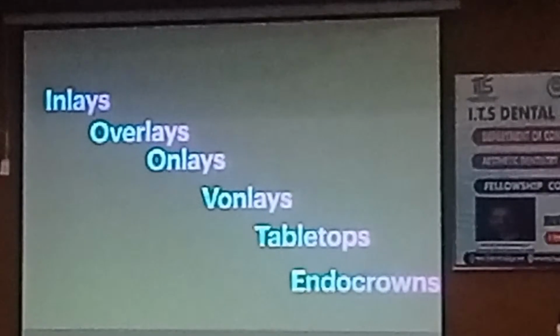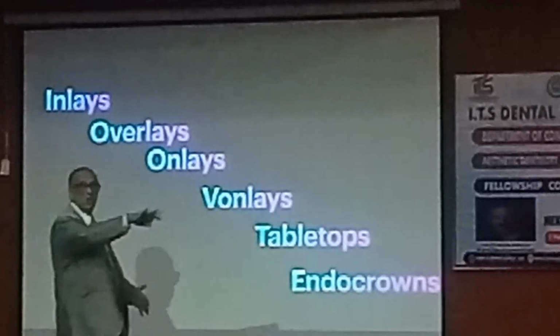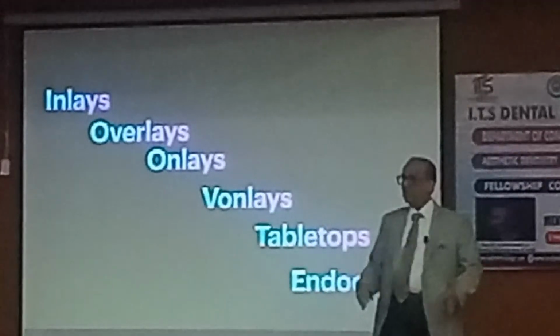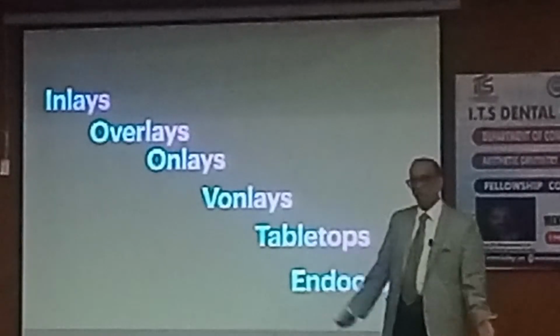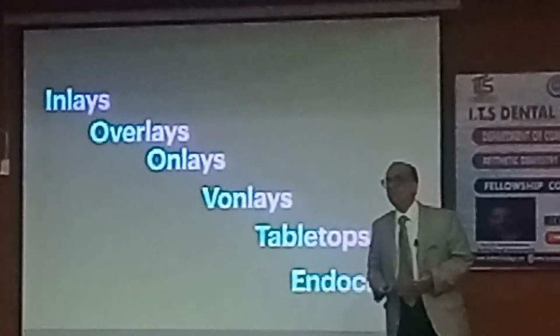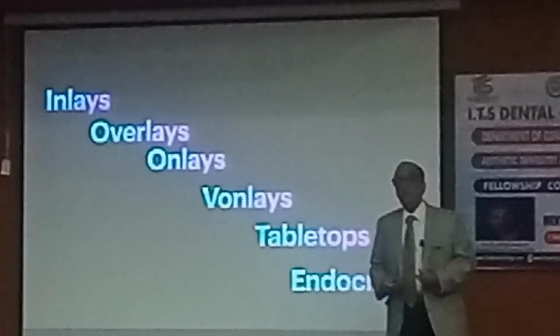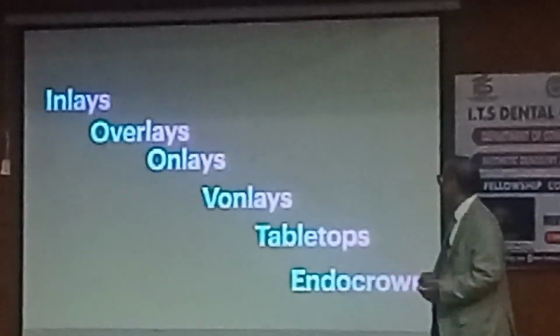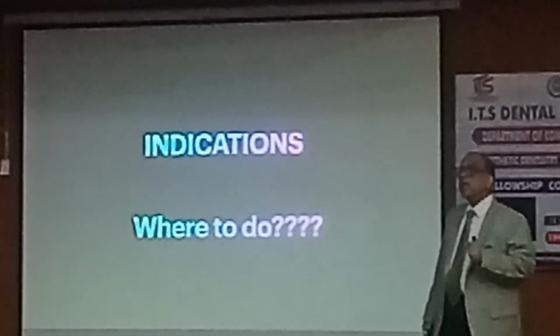Now, if you are involving one cusp in that inlay, it becomes an onlay. And if you involve more than one cusp, 2, 3 or 4 cusps, then it becomes an overlay. If you add a laminate or veneer, it becomes a V-onlay. Sometimes you might even do all 4 cusps, that becomes a tabletop. And endocrowns, I'm sure all the endodontists here, we love to do endocrowns. So these are the various aspects that we can put into our practice as far as indirect composites are concerned. Now, what are the indications?